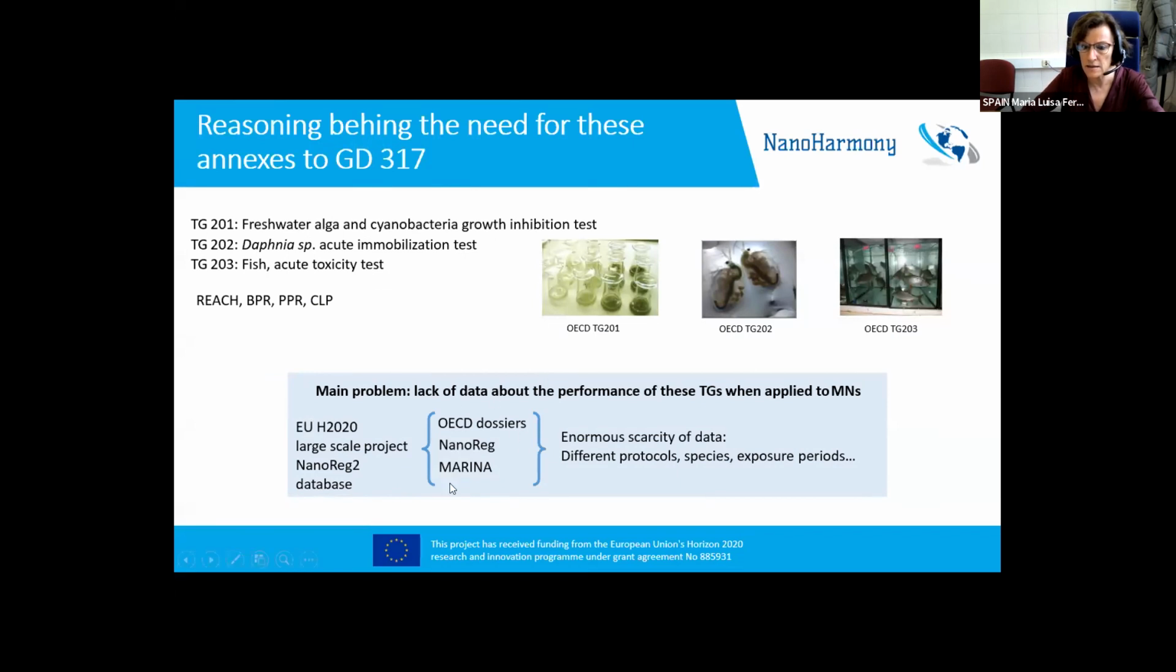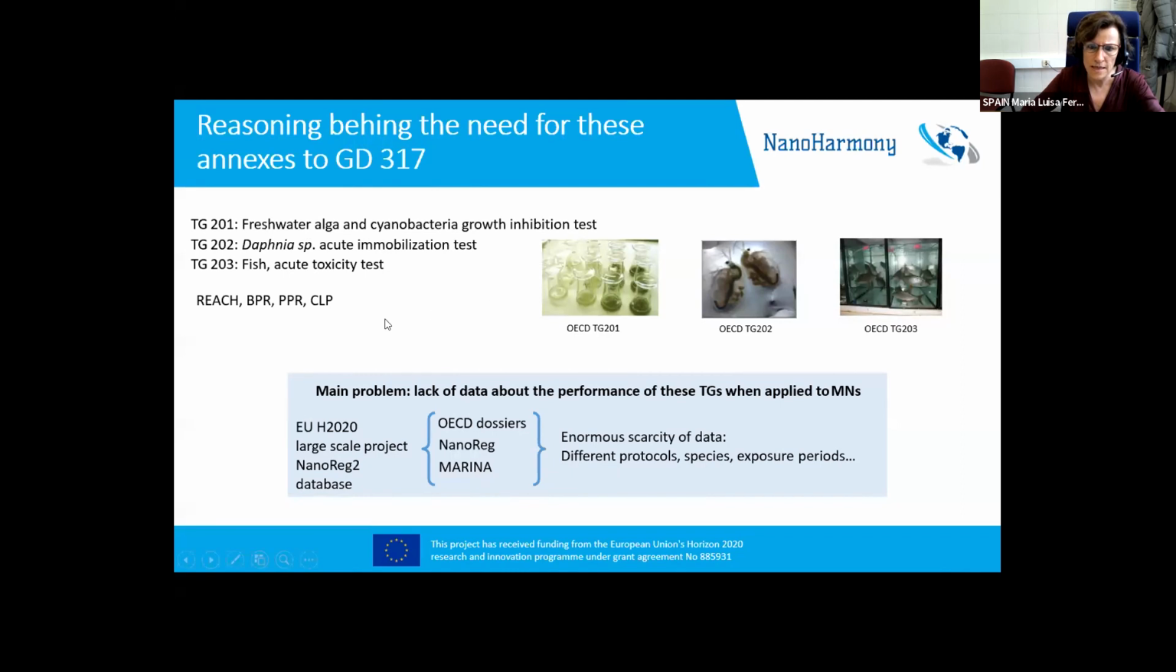And looking at different databases and OECD dossiers, the data published under Marine and NanoRec, we observed that there was an enormous scarcity of data, and that the data were a result of different protocols. The species were different, the exposure period. There was not something very homogeneous, and we identified this need to implement a guidance document on how to perform this test guideline.